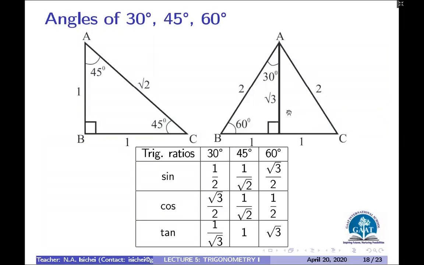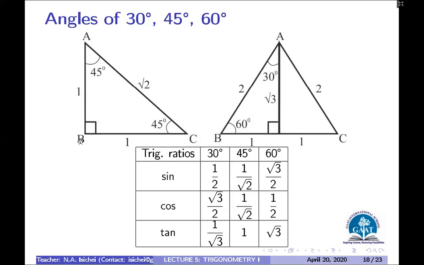All right, so the next thing we shall be looking at is angles of 30 degrees, 45 degrees, and 60 degrees. These are the angles that we refer to as special angles. So look, I have 2 right angle triangles on my screen, one at the left and one at the right. So the left right angle triangle is an isosceles right angle triangle.